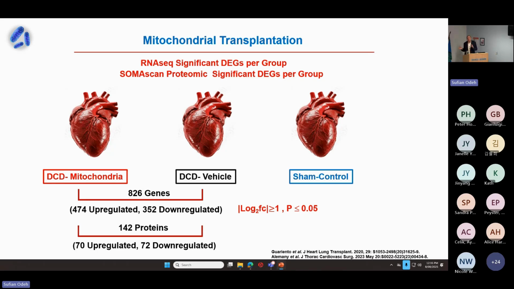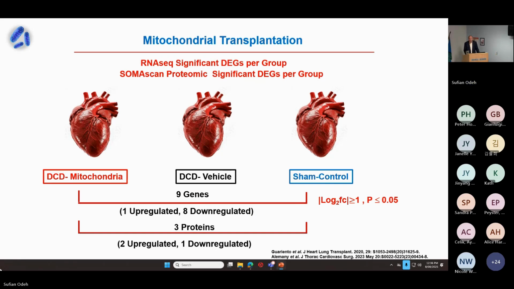So we've cut out a lot of small drug discovery on here, but what we do have is we know these are up and these are the ones that are changing around. Now, that's the DCD mitochondria versus the vehicle. What happens if we compare the mitochondria with just the sham control? Essentially, there it is. It's the same. 9 genes are different and only 3 proteins. So essentially, we've reprogrammed the heart within this short time period. Once again, at that time.